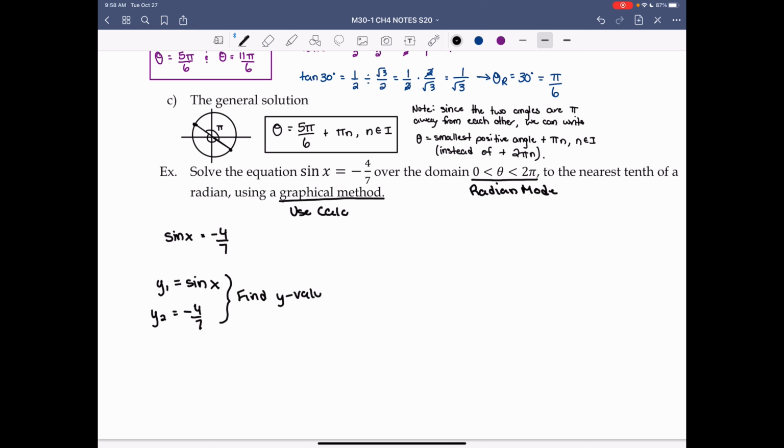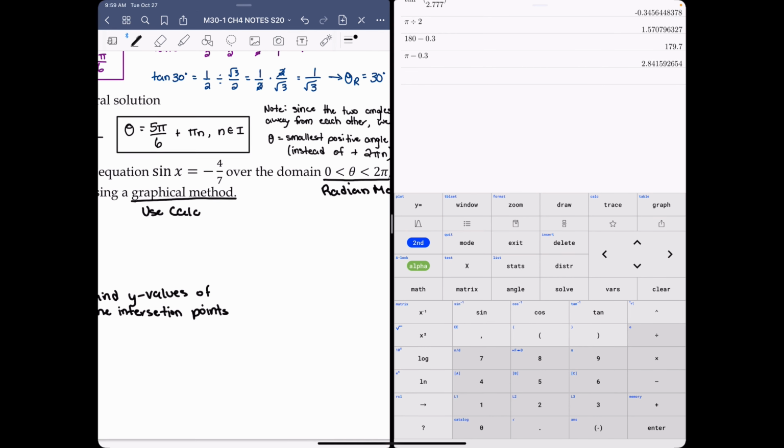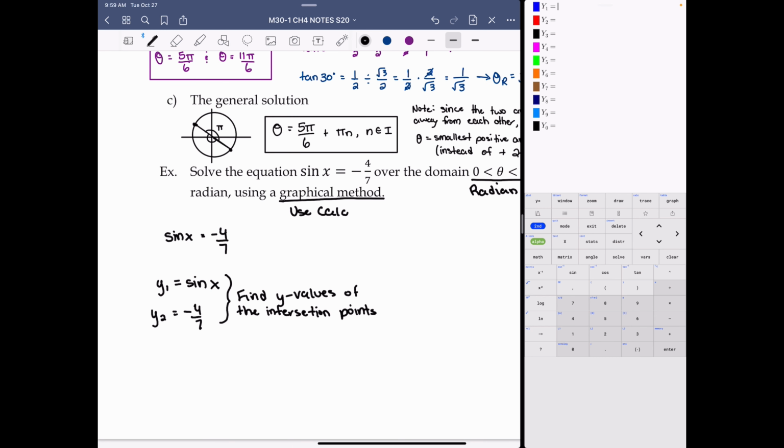Find the x values of the intersection points. We need to check the mode. We want it in radians. Mine is in radians, so I'm good to go. Go to y equals, enter our equations, which are sine x, and then the second one is the fraction -4/7. Graph that, and with a standard window, we get this image.